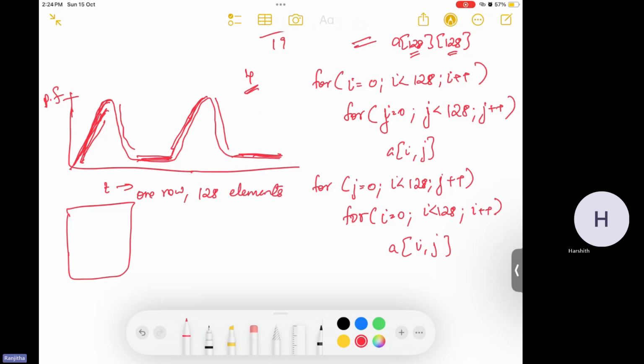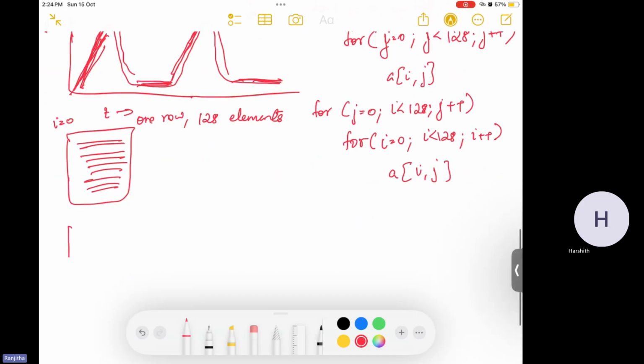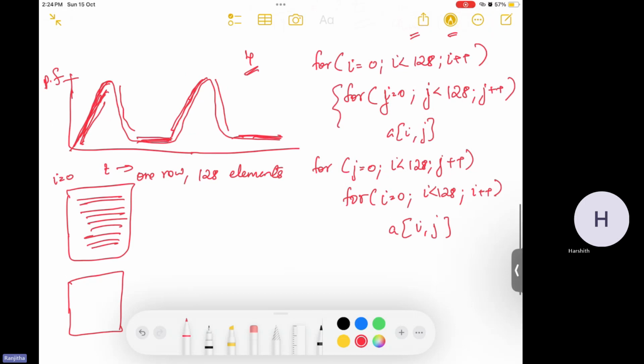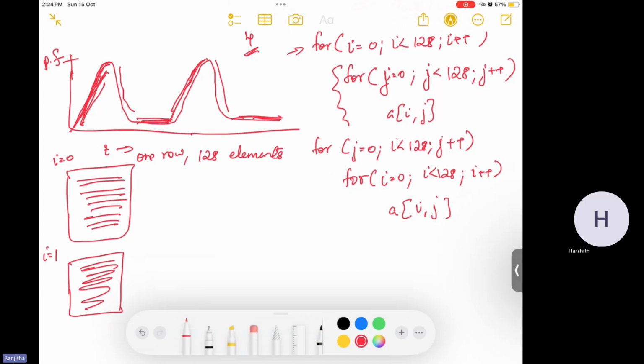Then in the first scenario, we start with i equal to 0, and we access all the 128 elements here. Then after this inner for loop iteration, i gets incremented, we go to the next row, and the 128 entries get added. So the number of page faults here would be only 128, which is the number of iterations of the outer loop.